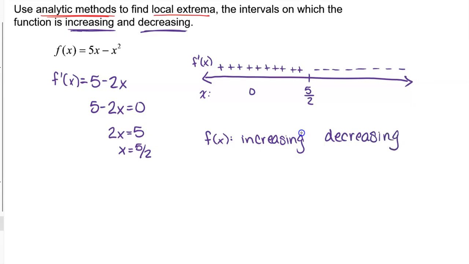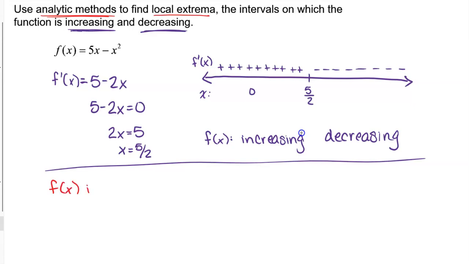The only thing left to do is write it up in a more formal way. When we write our answer, we're going to say f of x is increasing on the interval from negative infinity to 5/2. I said we always use square brackets, but we never use square brackets with infinities. That rule hasn't changed.